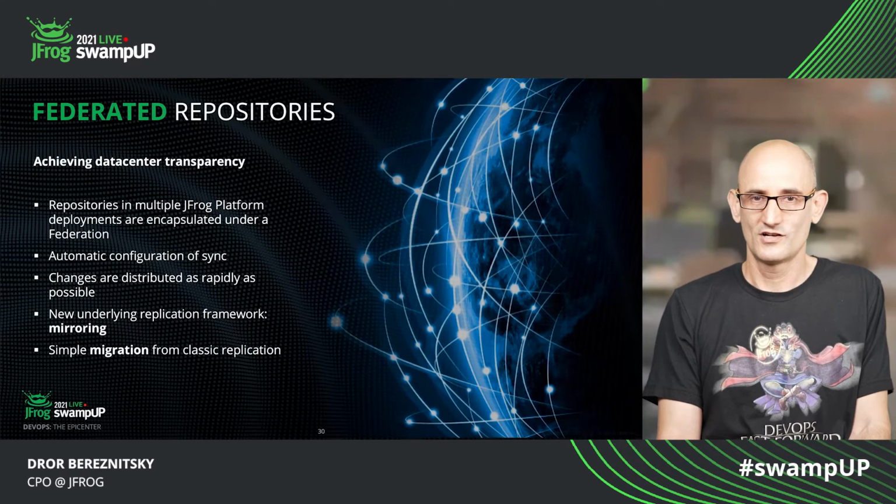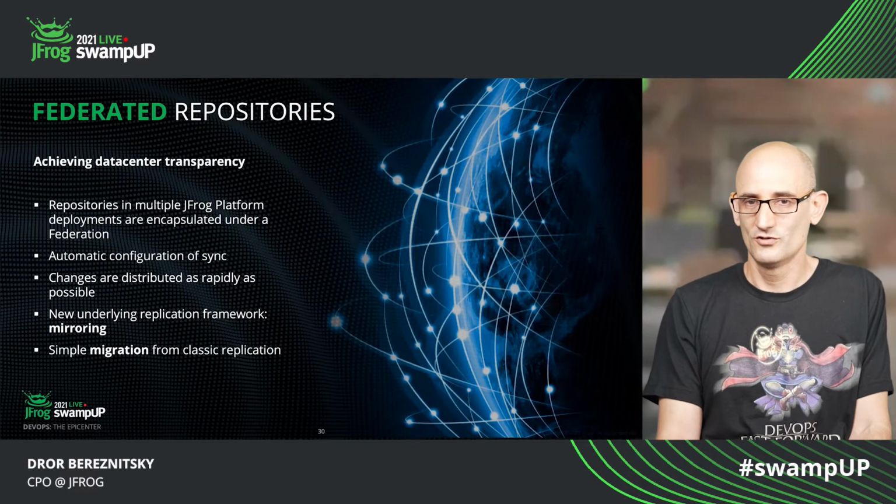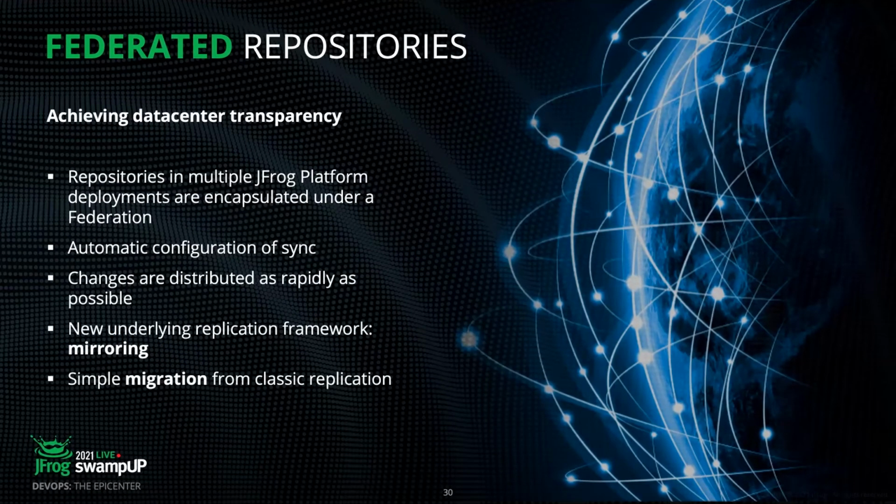In general, you have local repositories in different JFrog platform deployments that are encapsulated under what we call a federation. Synchronization between the different members is automatically configured, and basically you don't need to deal with the underlying application or to do any configuration for that matter. And changes, for example, when artifacts are being deployed or when they're being deleted, are distributed rapidly, as soon as possible, between the different federation members. Under the hood, we are using a new replication framework that was designed from the beginning to mirror artifacts at the required scale. And finally, you can easily migrate your existing repositories to the new capability without the need to recreate them or to do anything special about it.